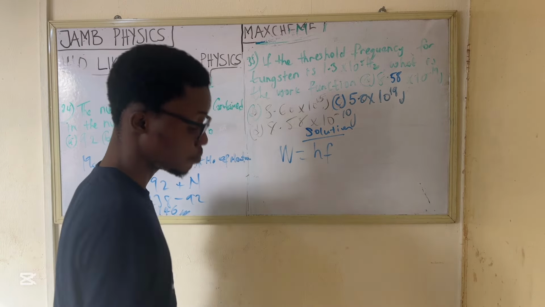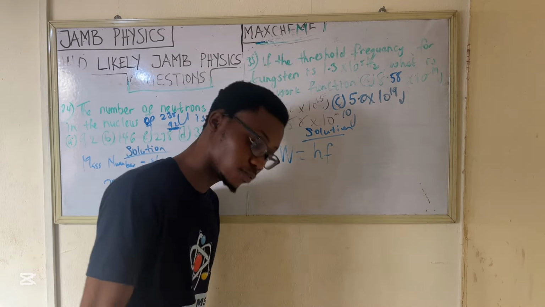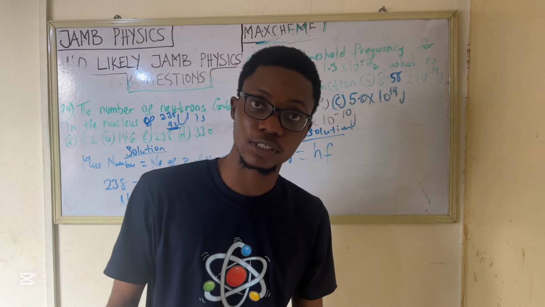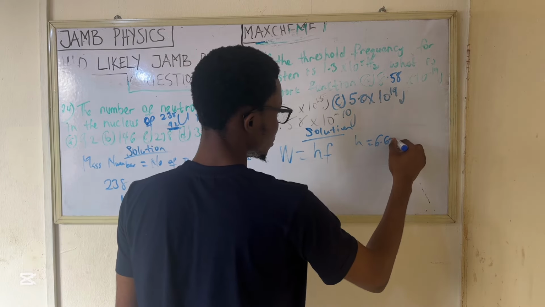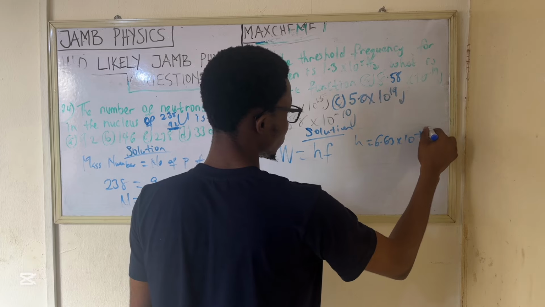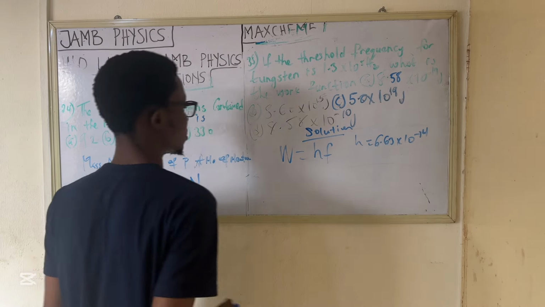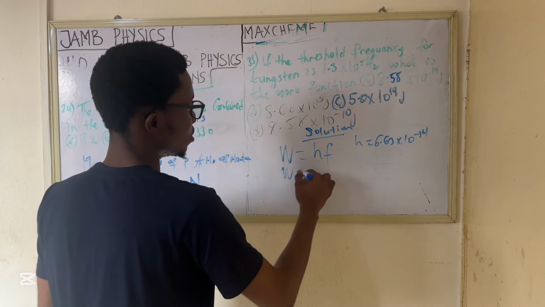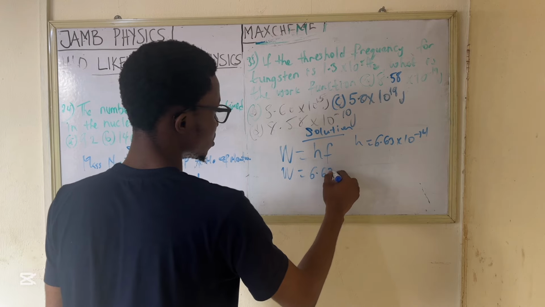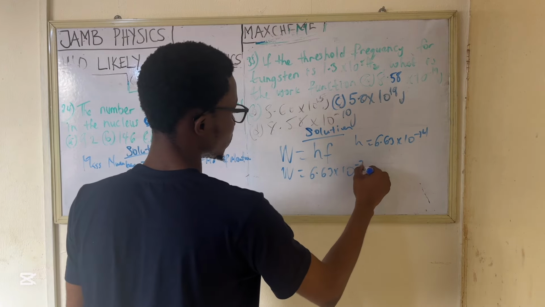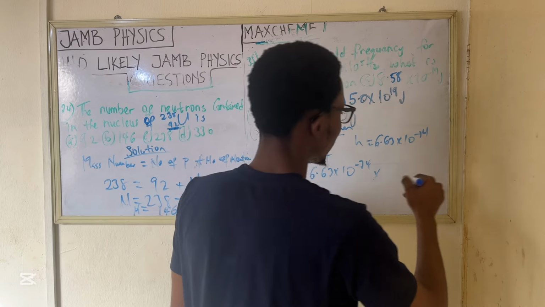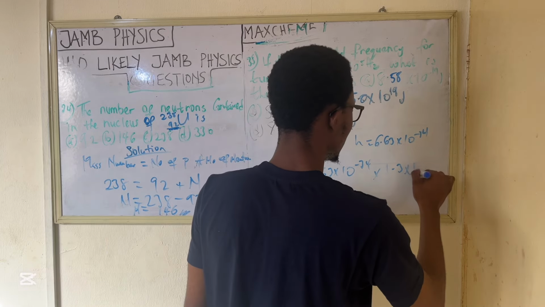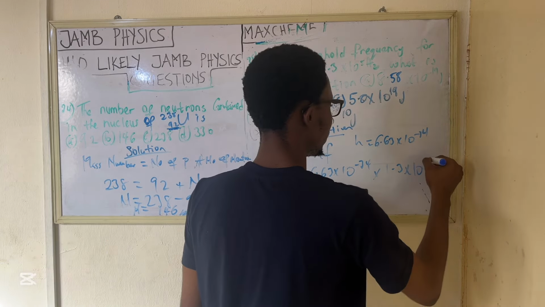Work function is equal to the product of frequency, threshold frequency times Planck constant. And Planck constant, h, is equal to 6.63 times 10 raised to the power minus 34. That is our Planck constant. So we have work function is equal to 6.63 times 10 raised to the power minus 34 times our frequency, 1.3 times 10 raised to the power 5 Hertz.